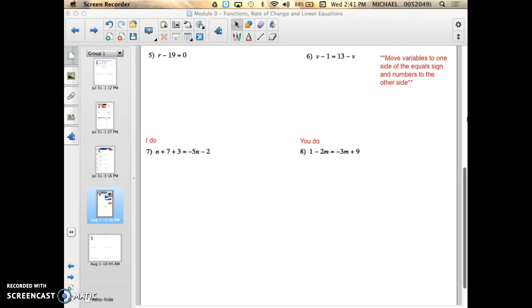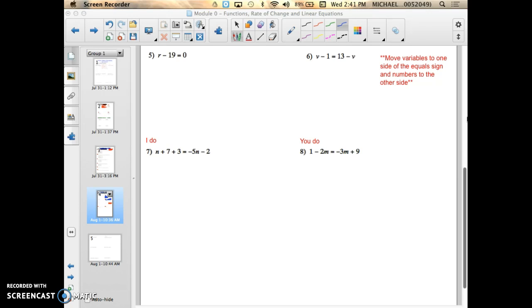So I'm going to do number 7. I'll have you do number 8 on your own. Number 7, I have n plus 7 plus 3 equals negative 5n minus 2. So the big thing that jumps out at me here is that I see numbers on both the left and right hand side, and I see variables on both the left and right hand side.